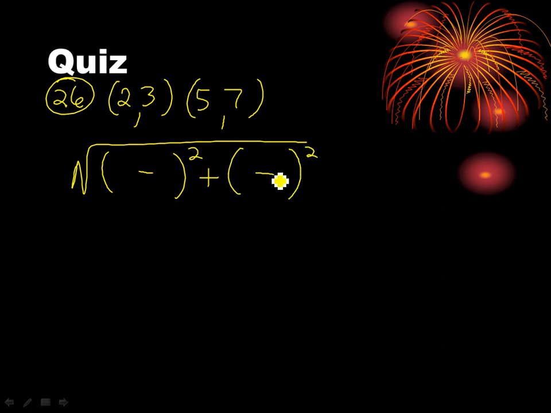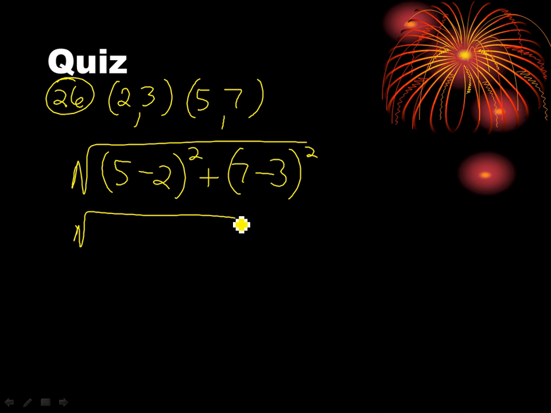What's my x coordinates this time? 2 and 5. Do I have to put 2 and 5 in that order? No. What would be easier? 5, 2. That way they can't confuse you with the negatives. You don't have to mess with them. How about over here? 7, 3. Make it easier on yourself if you can.